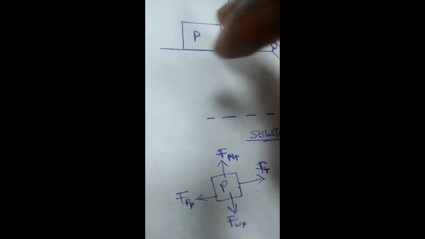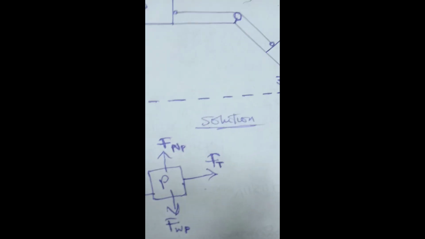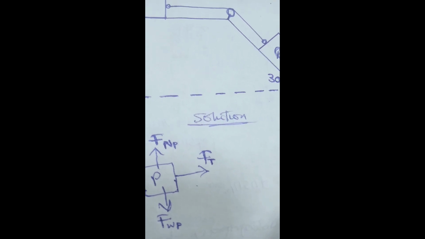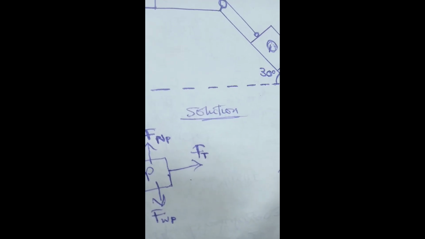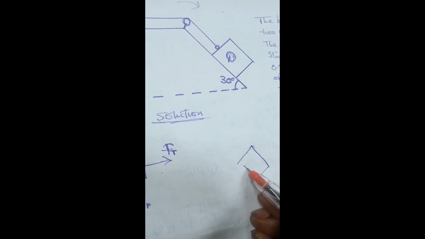Now we've analyzed this. Now the second one, let's analyze this other one. Remember, it is in a slant form. Now this one, the normal reaction, just like the other one, is going to be like this. That is F of N Q.